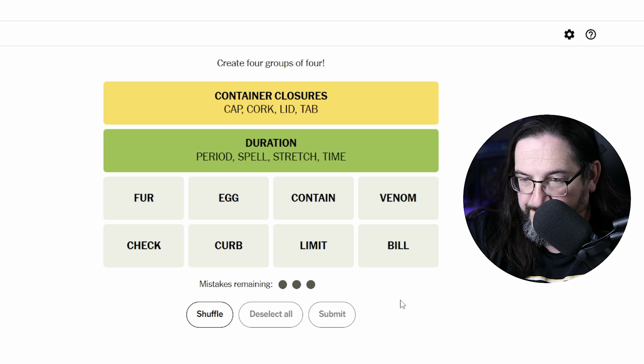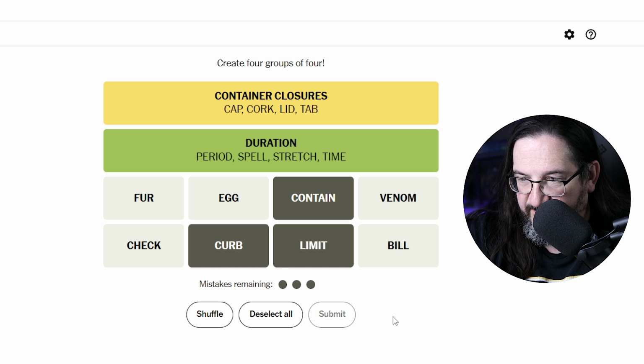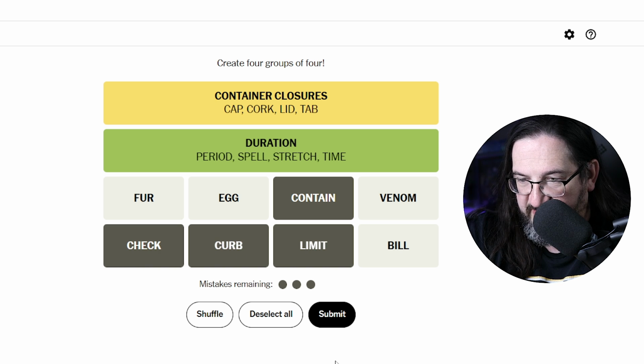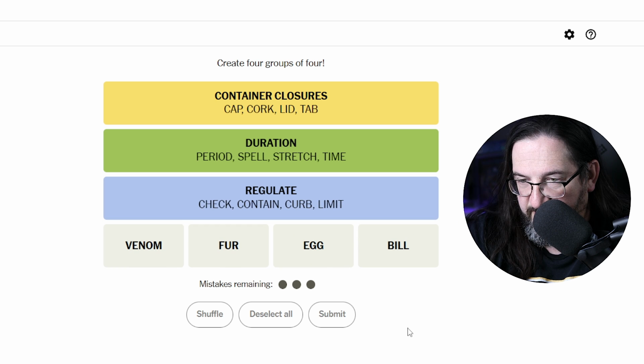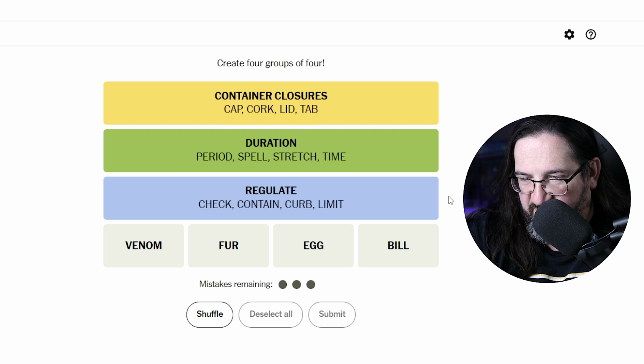Okay, so to contain something, to limit something, to curb something, maybe to check something. So are these again boundaries? Regulate. A regulation and a boundary, I think that's very close to being synonymous. Again, I'm going to be a little generous with myself. I'm going to give myself that. I think that's fair. Venom, fur, egg, and bill.